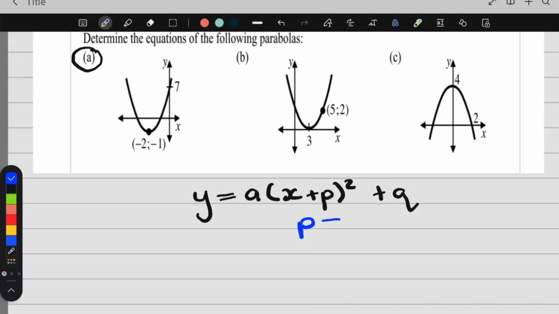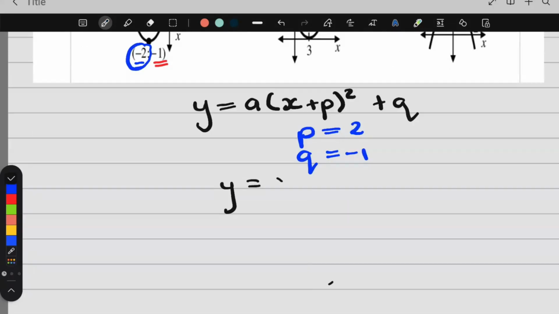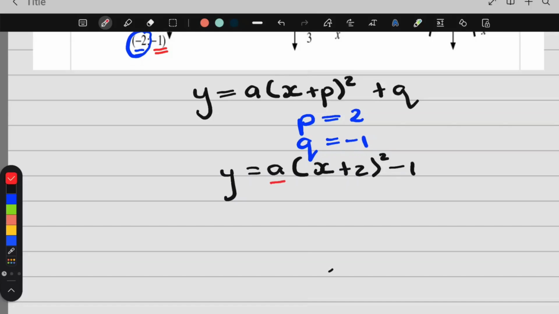So you write down the value for P. P is the x value of the turning point, but the opposite sign. So if this is a -2, then our P is a +2. The Q refers to the y value of the turning point. And if the y value is a -1, Q stays -1. So the sign for Q doesn't change. So I'm writing this down, and my P is now a +2, and my Q is a -1. Everything squared over there. Then to find the value of A, I'm going to sub in a point.